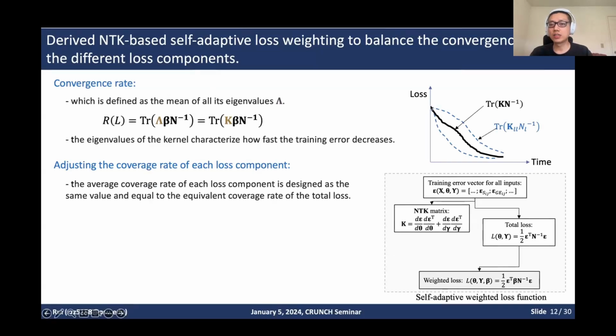I made a small figure to show the general process. The dotted blue lines represent the convergence rate of each loss component, and the black solid line is the equivalent convergence rate of the total loss.